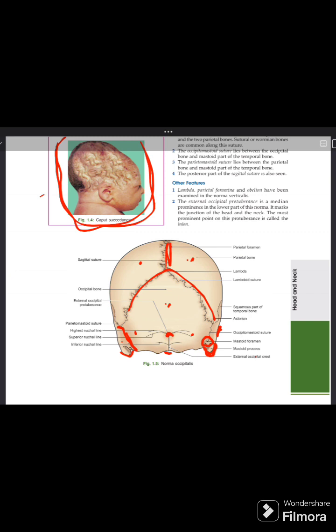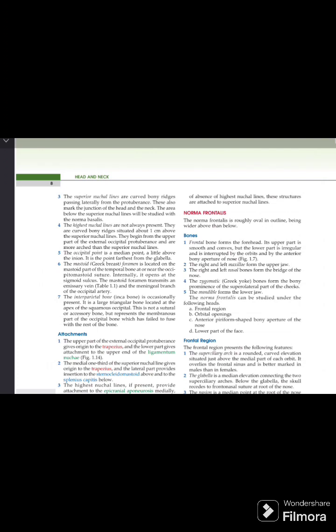Fine. If we talk about the attachments of the muscles, the external occipital protuberance gives origin to the trapezius in the upper part, and the lower part gives attachment to the ligamentum nuchae. Then we talk about the nuchal lines. This is superior, this is inferior. The medial third gives origin to the trapezius muscle, and the lateral part gives attachment to the sternocleidomastoid and the splenius capitis.